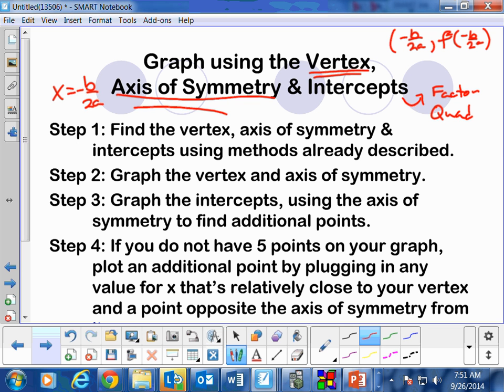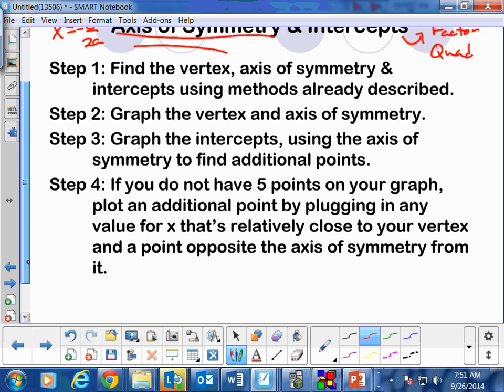If you do not have 5 points in your graph, plot an additional point by plugging in any value for x that's relatively close to your vertex, and a point opposite of the axis of symmetry from it.